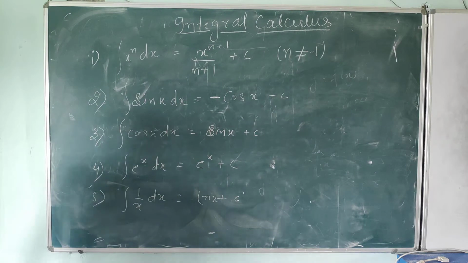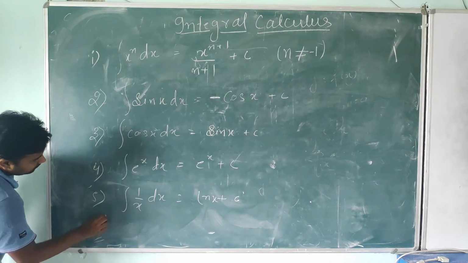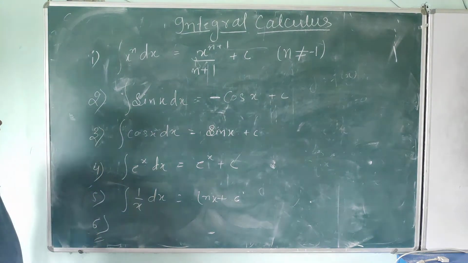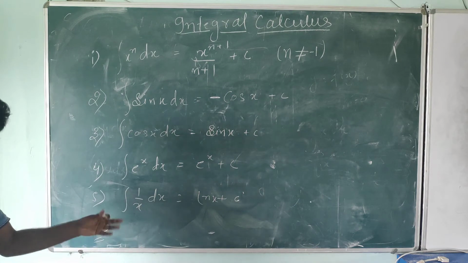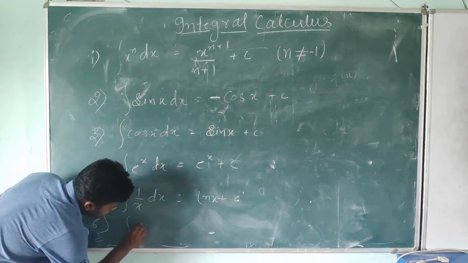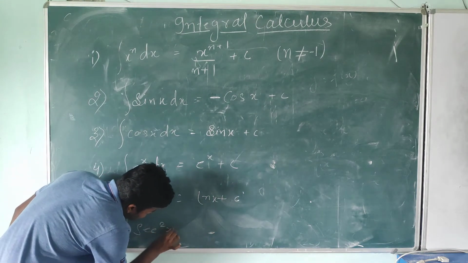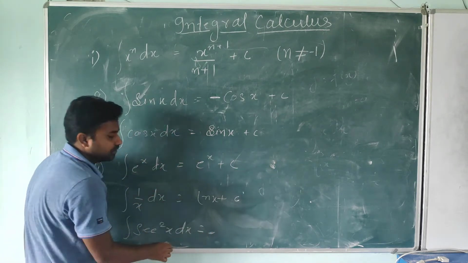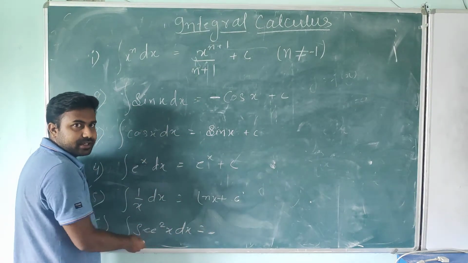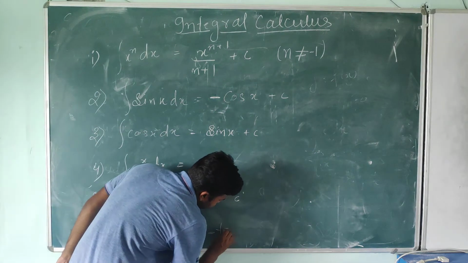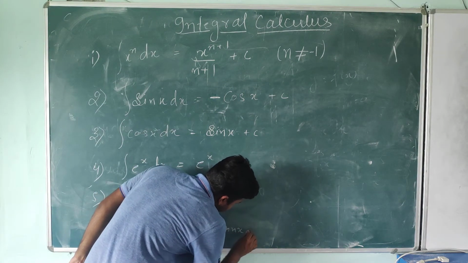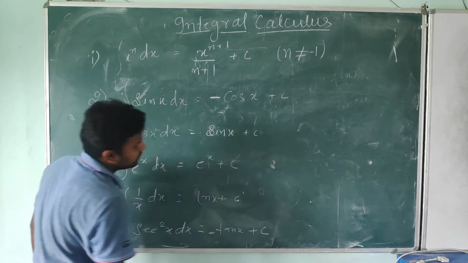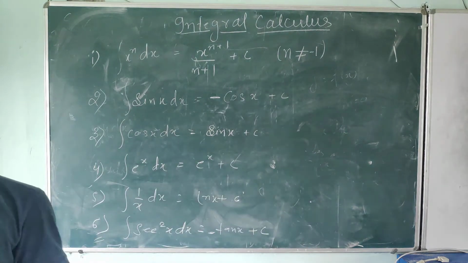Okay. Now the sixth one, sec square x. So here what will you write? Integration of sec square x dx. What will you get? The differentiation of tan x is sec square x. So what will you get here? tan x plus c. Is it or not? Note down, everyone.